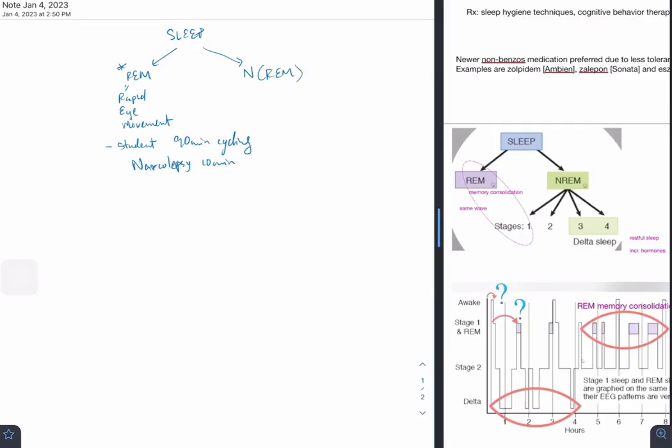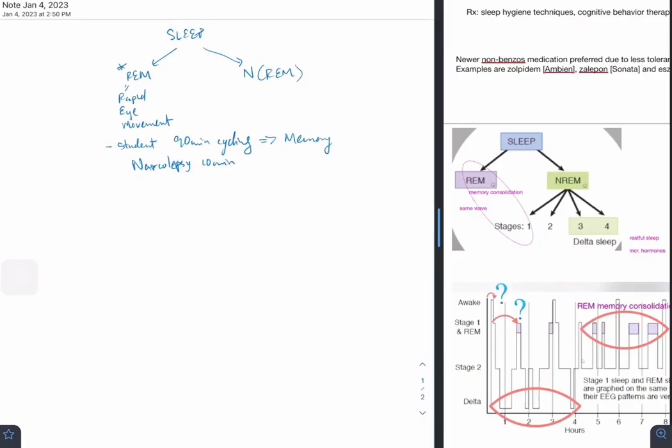Anyhow, REM sleep is very important as a student because it has to do with consolidation of memory. So, the question is, if you have a choice to pick sleep over staying all night long to study for tomorrow's test, which one would you pick? The answer, although obvious, is not an easy choice as a student. Try to sleep as much as you can.